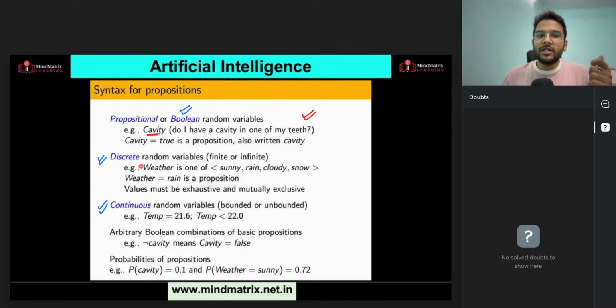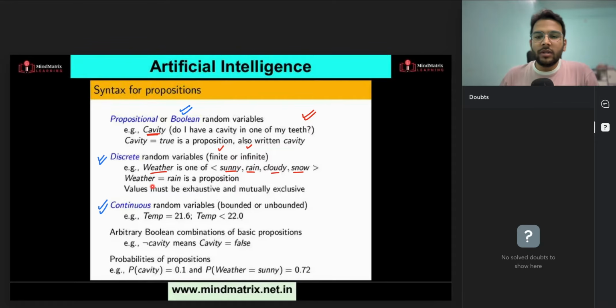Similarly, we can have discrete random variables also, right? As I discussed in the previous lecture also, it can be finite or infinite. So for example, let's say weather. Weather is one of the discrete random variables, and it can have these possible values, which are sunny, rainy, cloudy, and snowy, right? Now, weather is equal to rain is a proposition, but this weather random variable is not a propositional random variable, right?